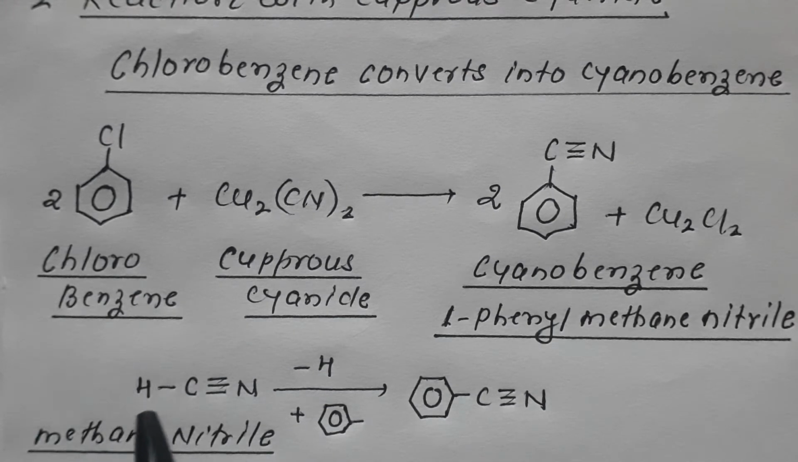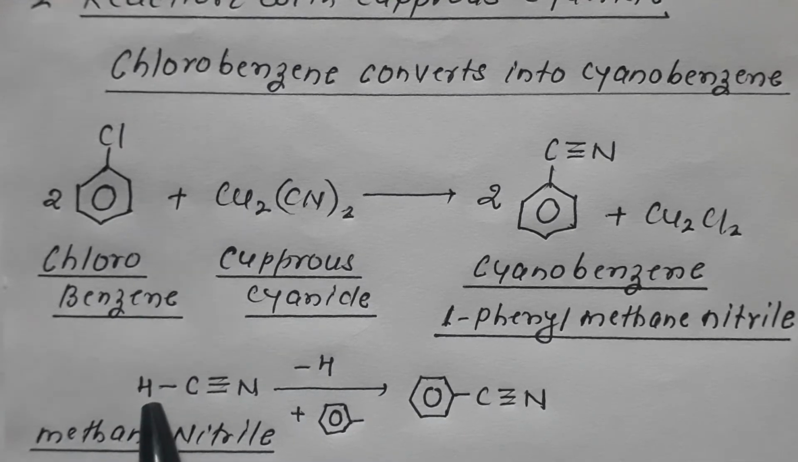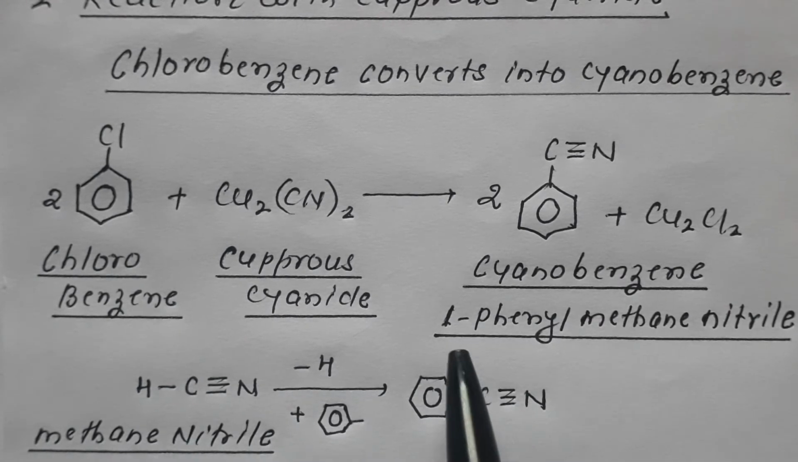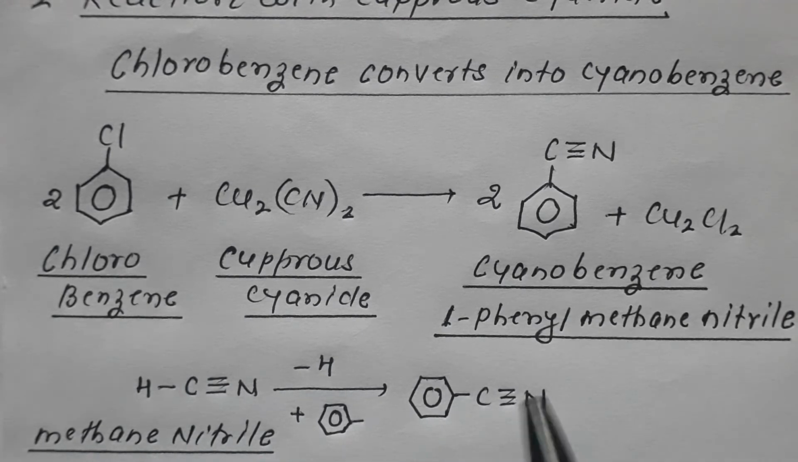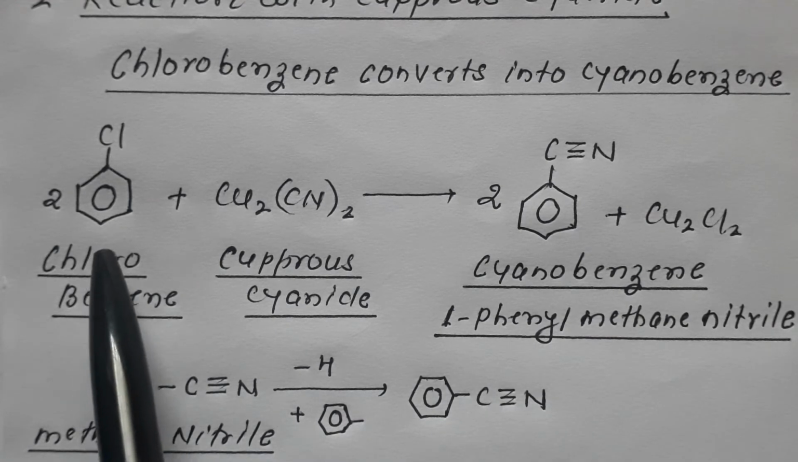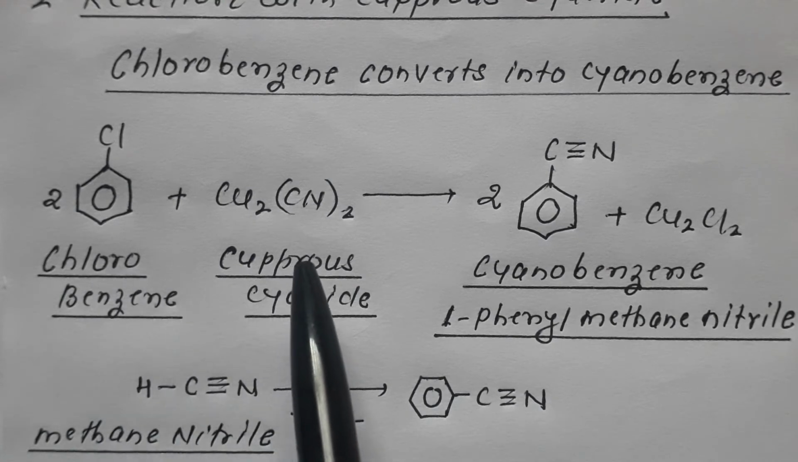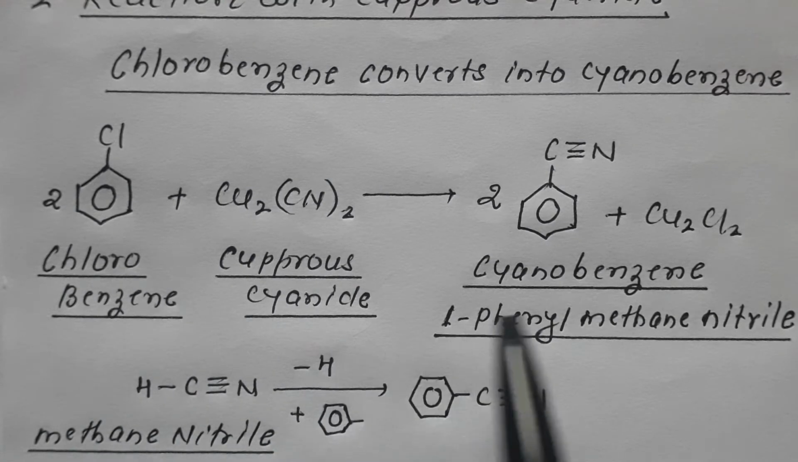Now if 1 H of methane nitrile is replaced by phenyl, this compound is termed as 1-phenyl methane nitrile. So which means that chlorobenzene, when made to react with cuprous cyanide, converts into cyanobenzene, also termed as 1-phenyl methane nitrile.